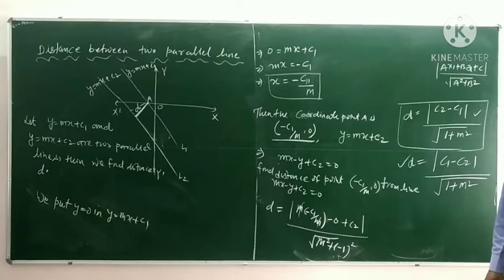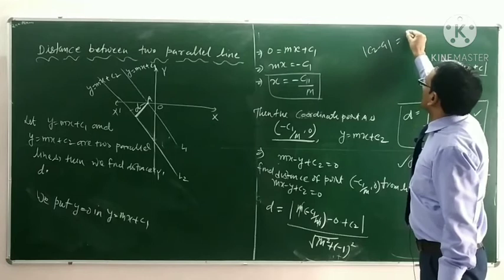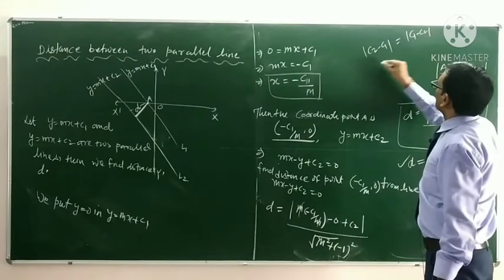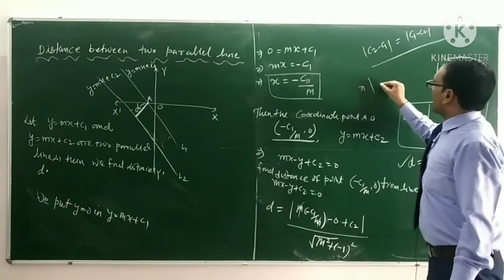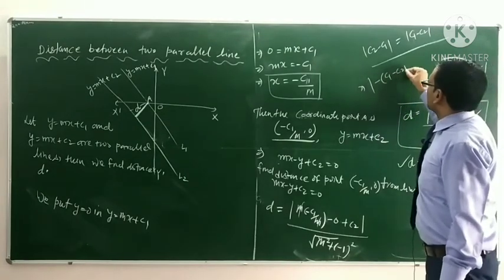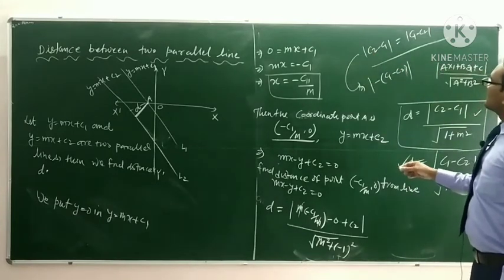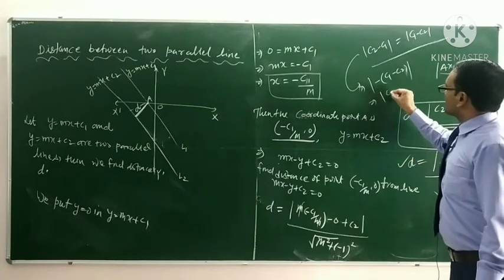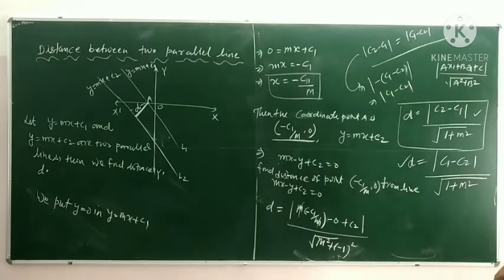Okay students, the lines are y equal to mx plus c1 and y equal to mx plus c2. Here we observe that mod of c2 minus c1 equal to mod of c1 minus c2. Why students? Mod of minus (c1 minus c2) is also written as mod of c1 minus c2, so mod of c2 minus c1 is equal to mod of c1 minus c2.